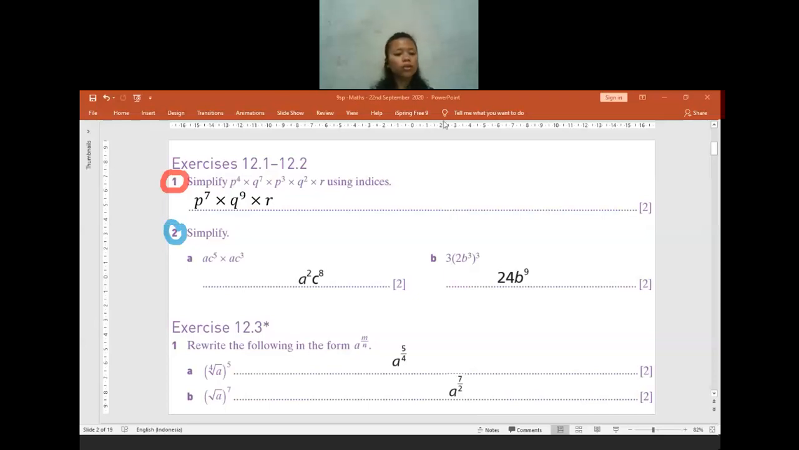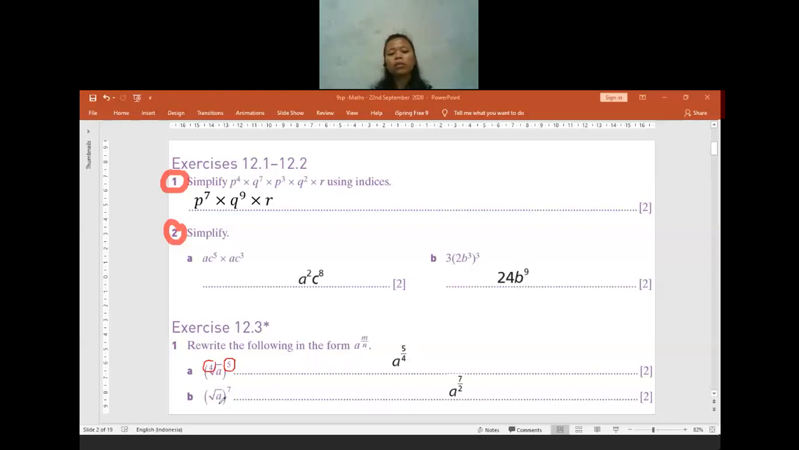Okay, now continue to question 1 of exercise 12.3. We have to write the number in fractional indices. When we write the number in fractional indices, you have to look at the number properly. The power in here will be the numerator, and the number in the root will be the denominator. So we have the 5 and then the 4. That's why it will be a to the power of 5 per 4.